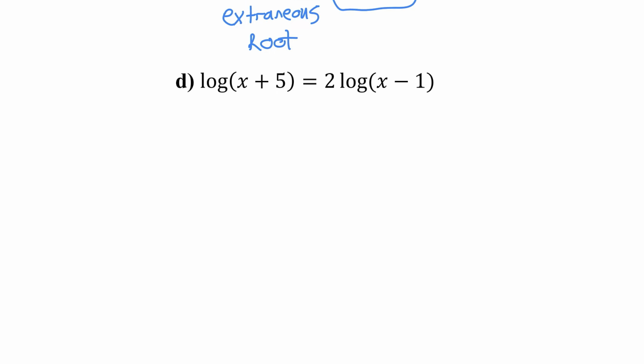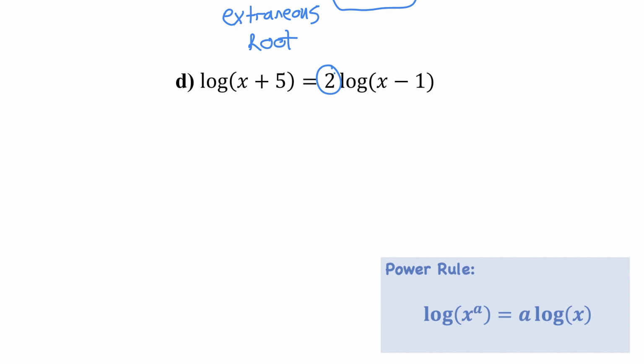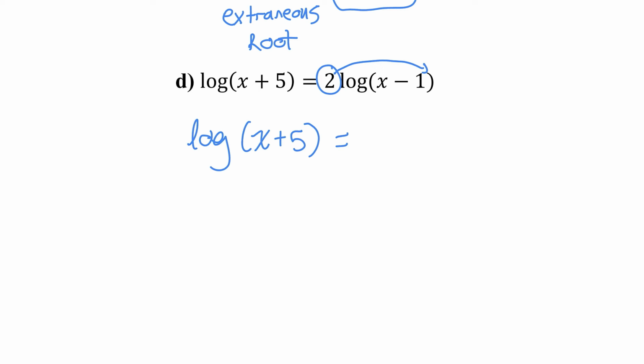Part D, this one, I think what I'm going to do is move this 2 up as the exponent on the argument of the log on the right side. So I have log of x plus 5 equals log of x minus 1 squared. When we have two logs equal to each other, where those logs have the same base, well, they're both the common logarithm, so their base is both 10, I can just set their arguments equal to each other. So I can just set x plus 5 equal to x minus 1 squared. Right? The only way this equation could be true is if the arguments were also equal.